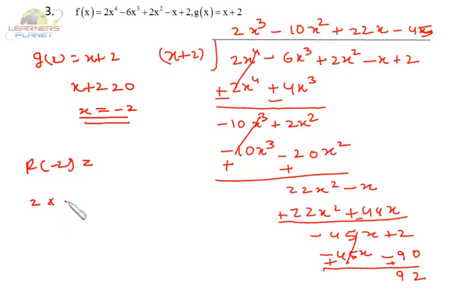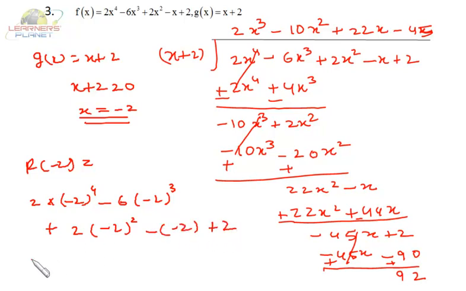It's 2 into minus 2 raised to 4, minus 6 into minus 2 whole cube, plus 2 x square will be minus 2 square, minus of minus 2, plus 2. Okay, so let's solve it. Minus 2 raised to 4 will be 16, 16 into 2, 32. Minus 2 cube will be minus 8. Minus 8 into minus 6 is plus 48. Then minus 2 square will be 4. 4 into 2, 8. Then it is plus 2 and it is plus 2.